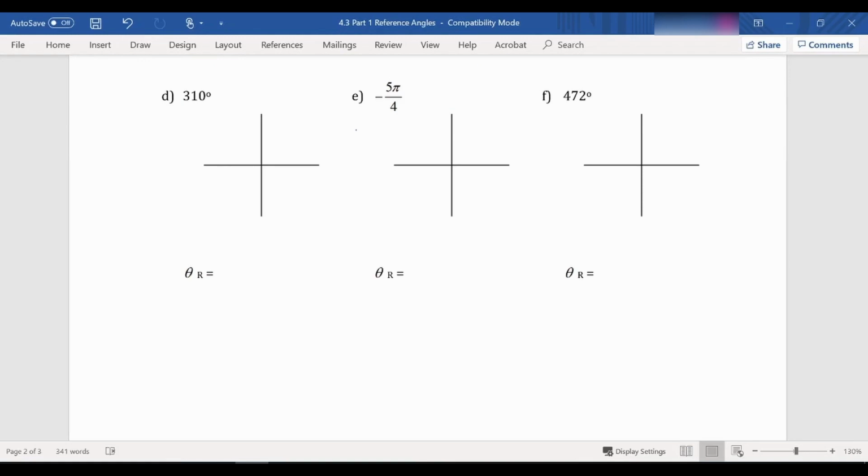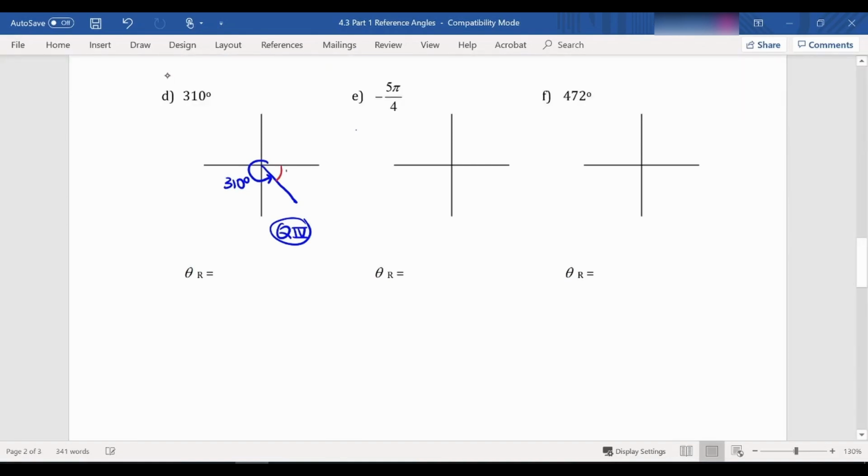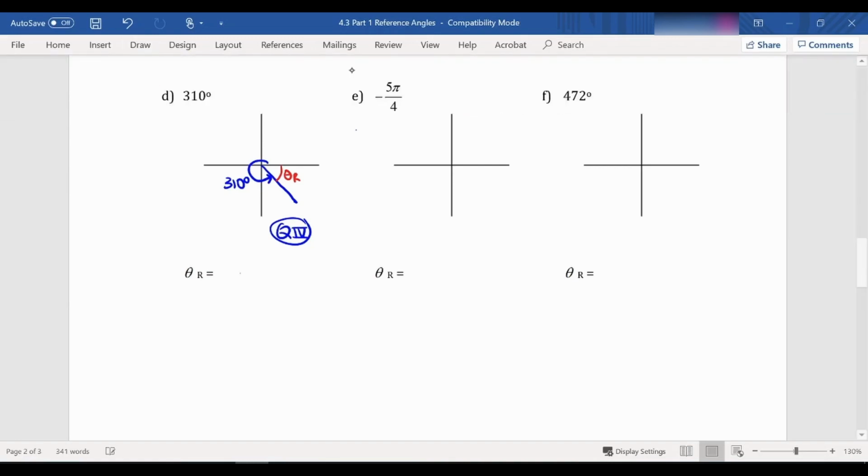So the next one, 310 degrees, is in quadrant 4. And our measurement would go here. Our reference angle is between the terminal arm and the closest x-axis. And that extra distance I would have to travel to get from my terminal arm to my x-axis would be 50 degrees.